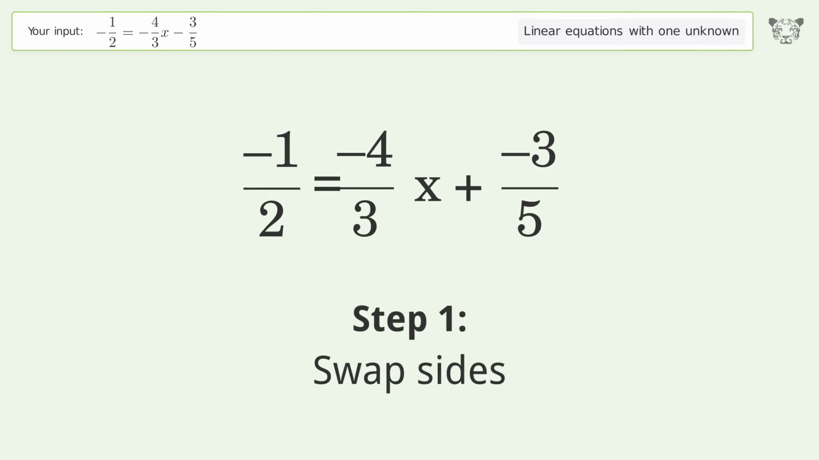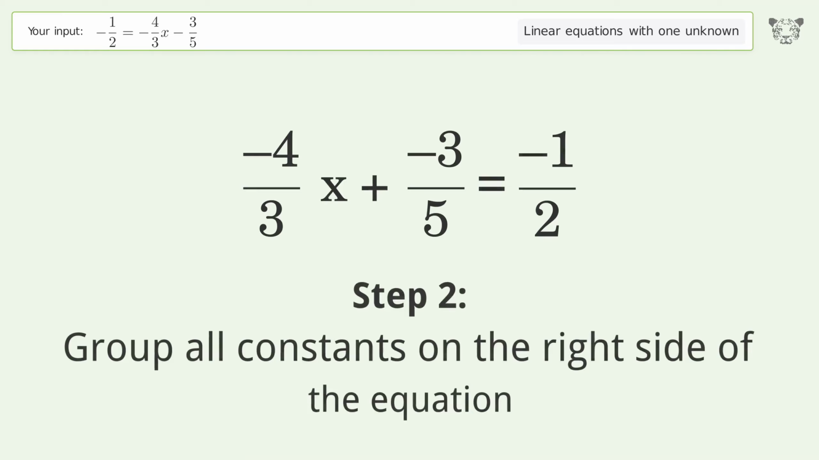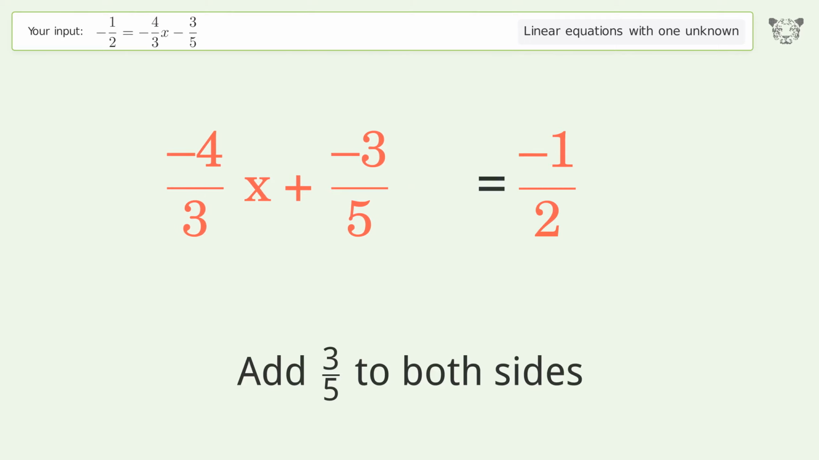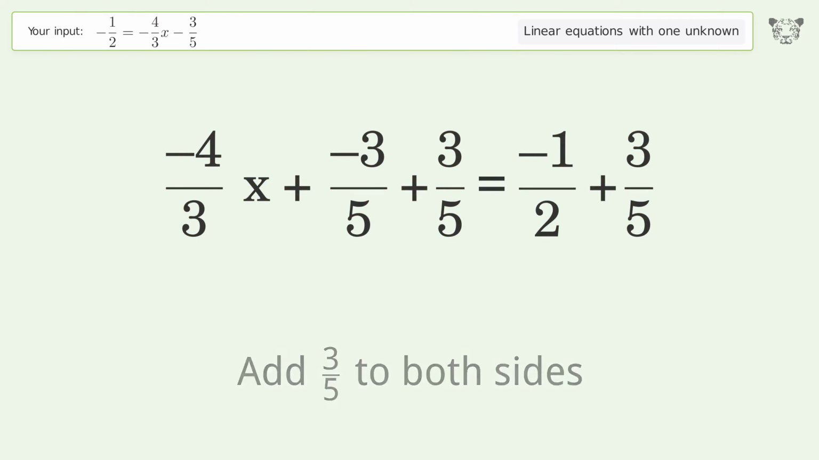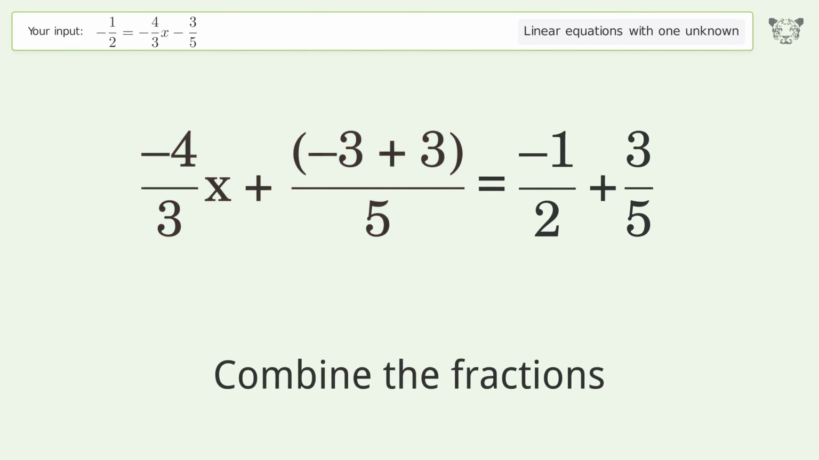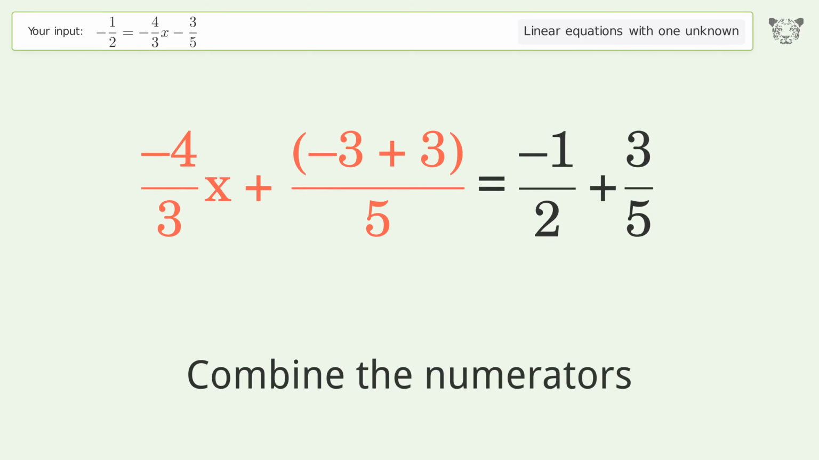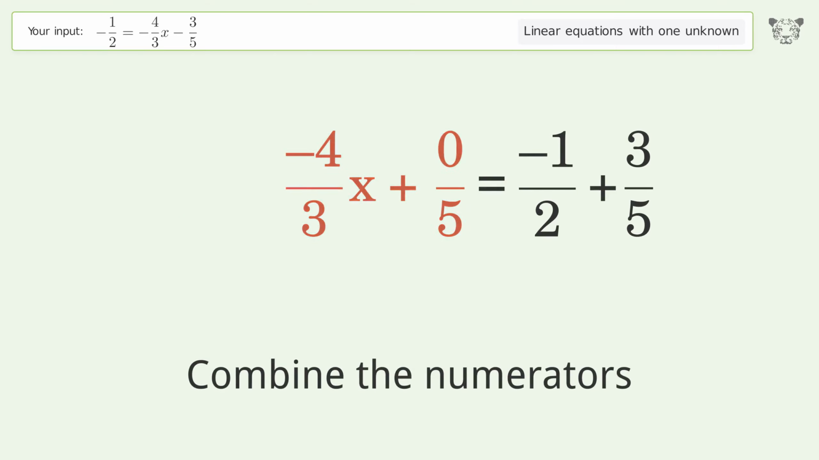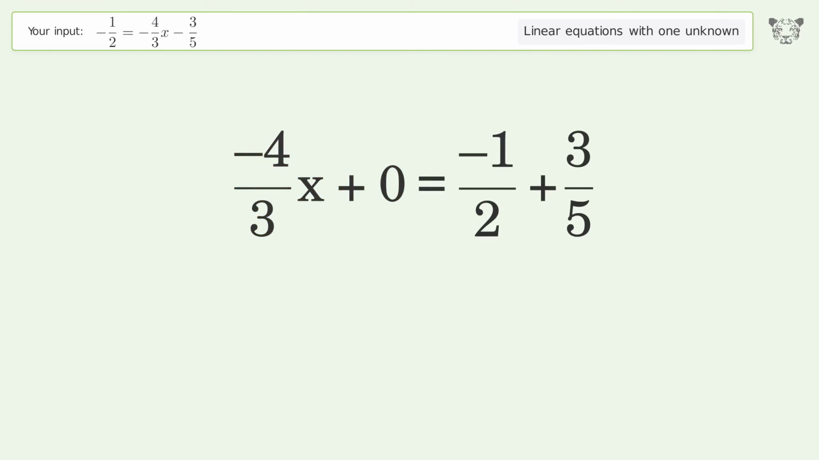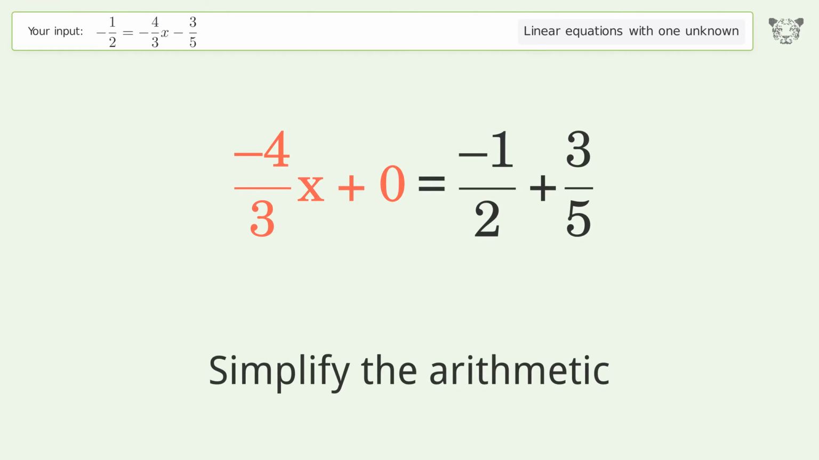Swap sides. Group all constants on the right side of the equation. Add 3/5 to both sides. Combine the fractions. Combine the numerators. Reduce the zero numerator. Simplify the arithmetic.